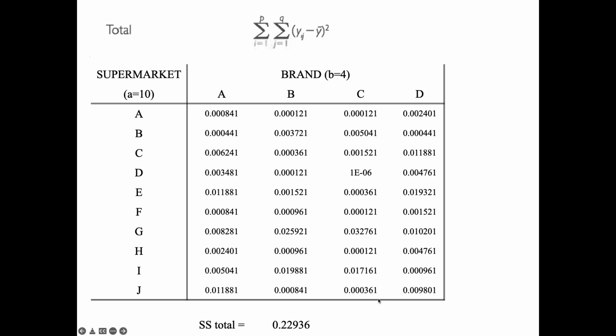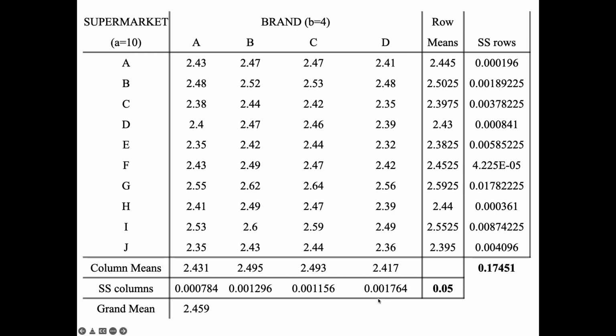This is the sums of squares total. It's just taking each individual value minus the grand mean. So for sum squares total, it's the value minus the grand mean squared, summed up across everything. So in this case, it would be 2.43 minus 2.459 squared plus 2.47 minus 2.459 squared plus 2.47 minus 2.459 squared plus 2.41 minus 2.459 squared.